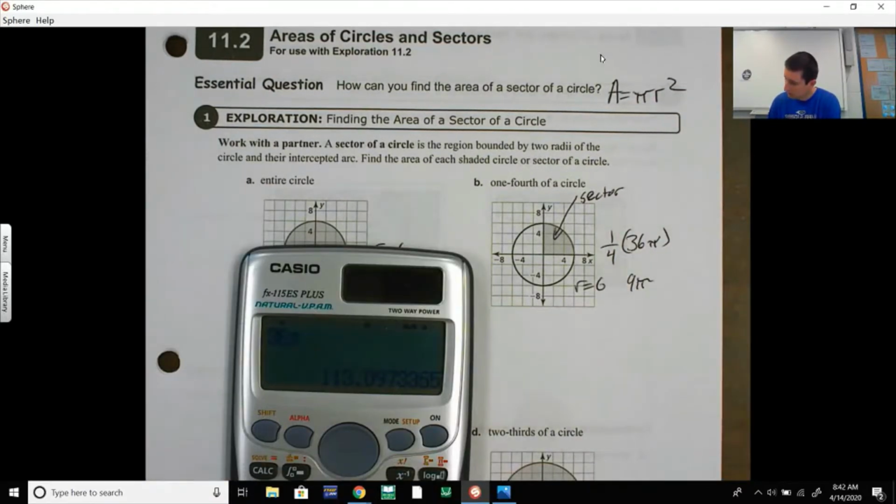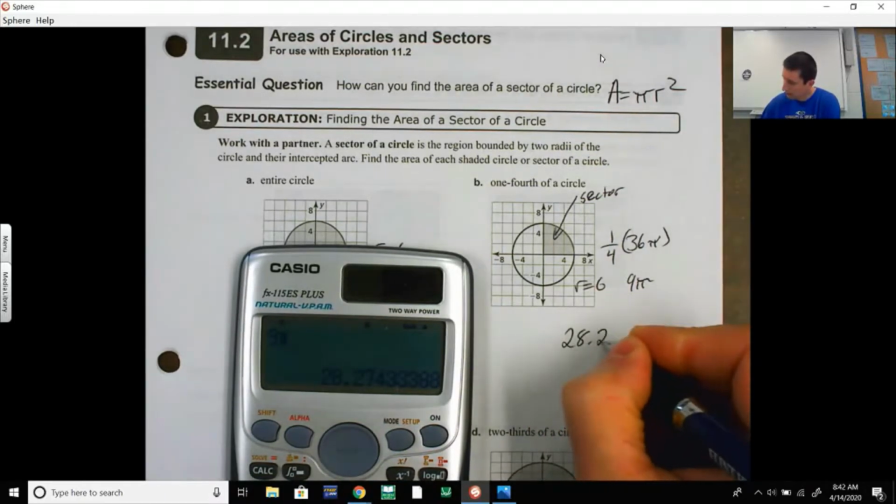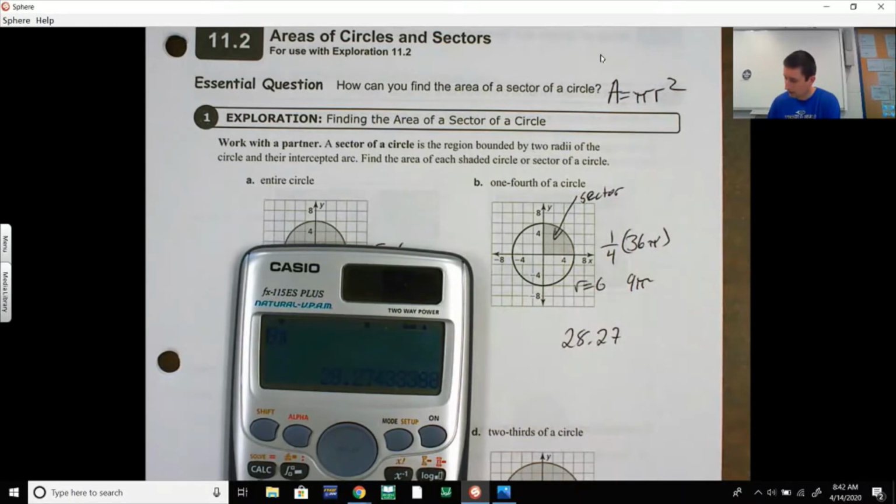As a decimal, that equals about 28.27. Or you can just type it all in, 1/4 times pi times 6 squared. You'll get 9 pi, which is 28.27.